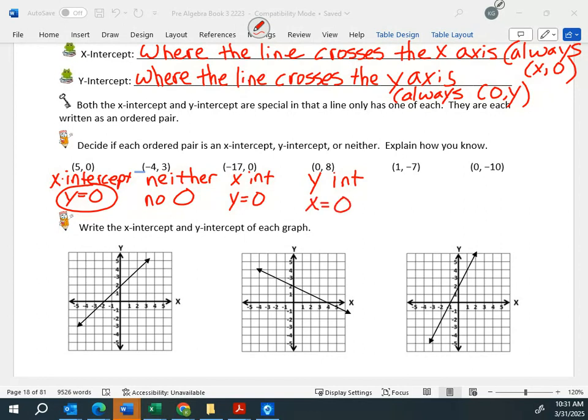X equals 0. 1, -7. Harper? Neither. How do you know that it's neither? It's not 0. No 0. 0, -10. David? Y-intercept, the x is 0. It has to be the y-intercept because the x equals 0. So just looking at an ordered pair, we will know if it is an intercept. Now, how does that look on a graph?